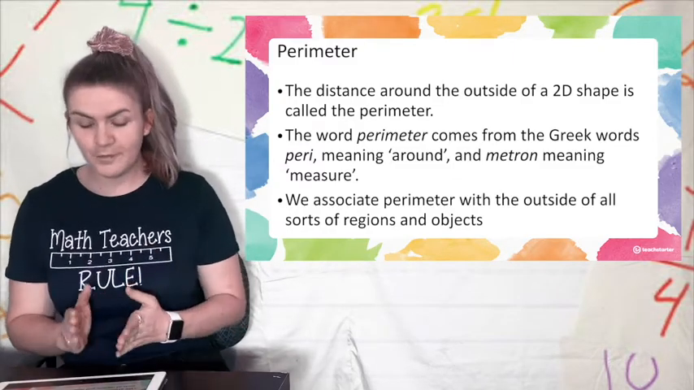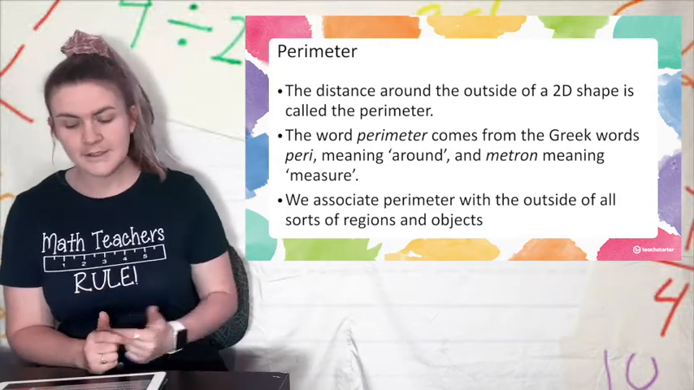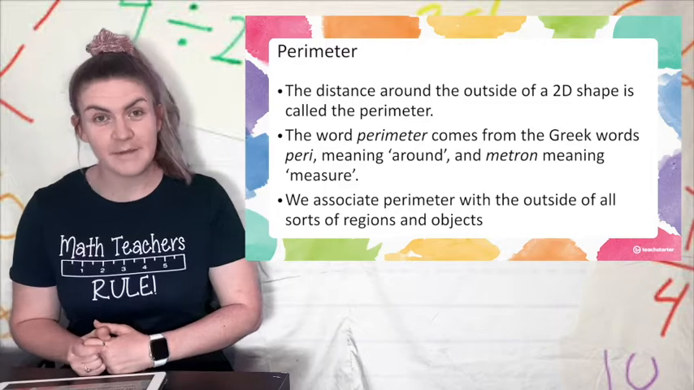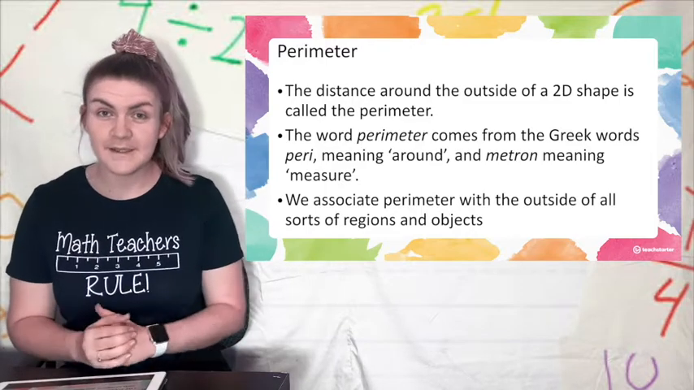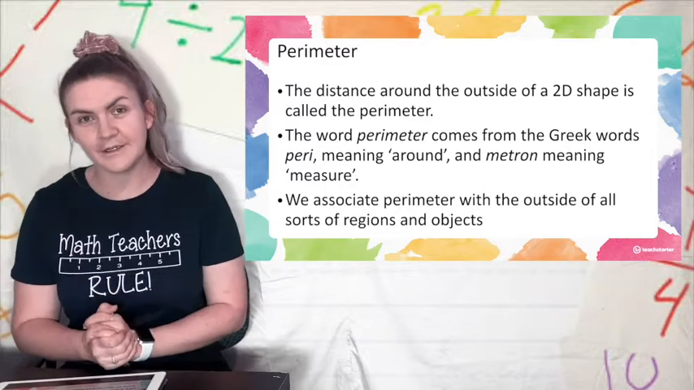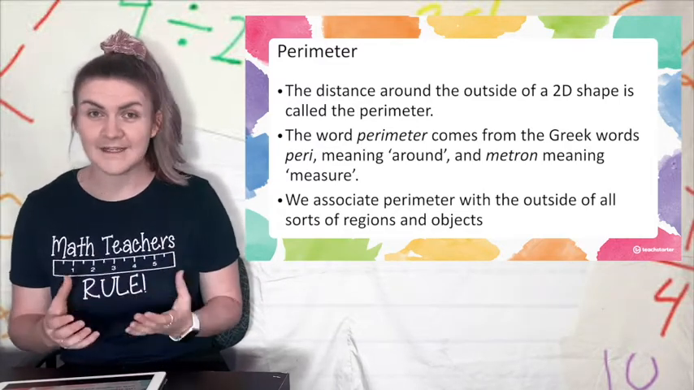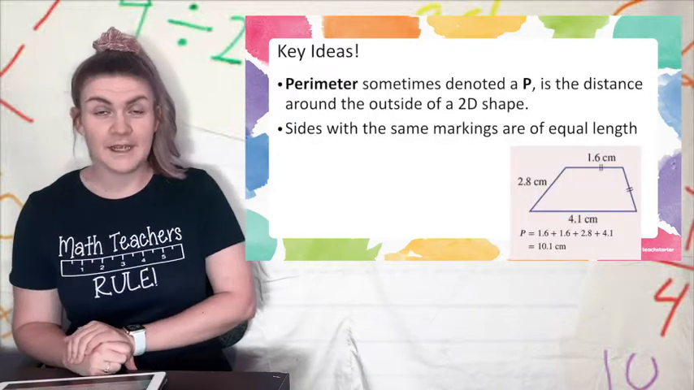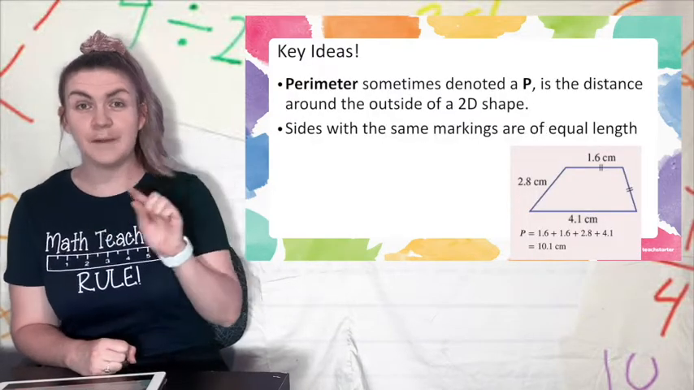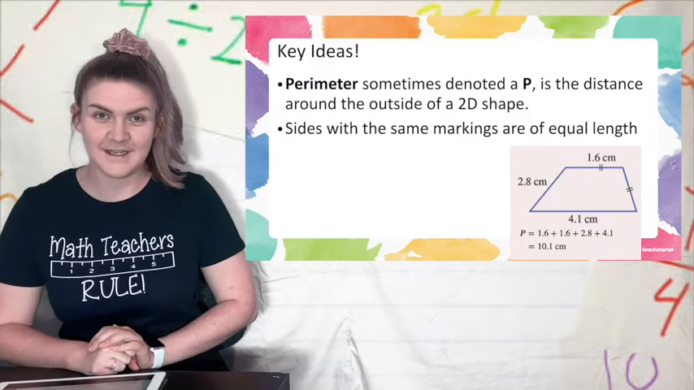The word perimeter comes from the Greek words peri, meaning around, and metron, meaning measure. So perimeter basically means around measure, or measure around in Greek. We associate perimeter with all sorts of regions and shapes. Perimeter can be denoted as a capital P. And of course, the perimeter is the distance around the outside of the shape.